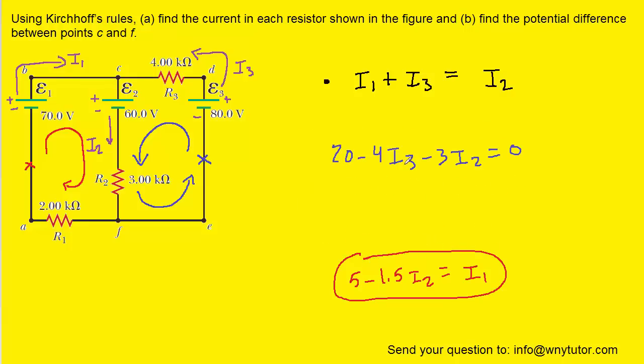And now to this blue-colored equation, we're again trying to solve for I3. So why don't we go ahead and add the 4I3 over to the right-hand side. And then we'll divide each term by 4. And we've successfully isolated I3.